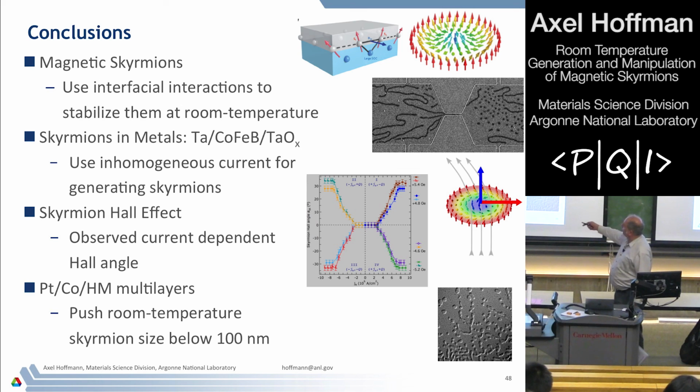We've seen that the topological charge gives rise to a well-defined transverse motion known as the Skyrmion Hall effect. And if you go to multi-layers that are more complicated than this, then you can easily push the skyrmion size down to below 100 nanometers while they're still stable at room temperature.